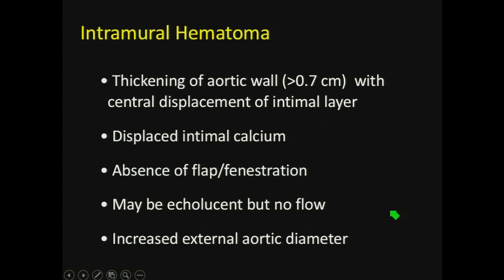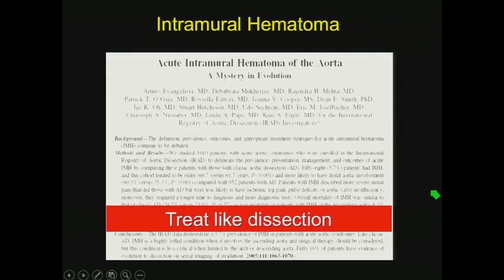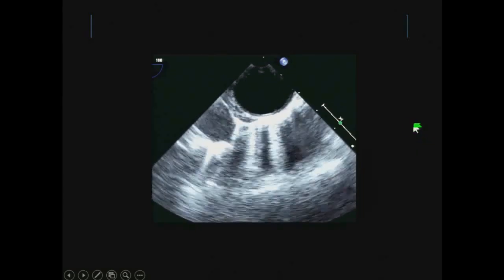The overall diameter of the aorta would be increased. Now, in terms of implications, a little bit controversial it is, but most people would agree an intramural hematoma should be treated just like a full-fledged dissection, particularly when it involves the ascending aorta. There are some people who might disagree. If the patient is stable, they would say you can follow, but most of the time we tend to intervene and operate on these people.